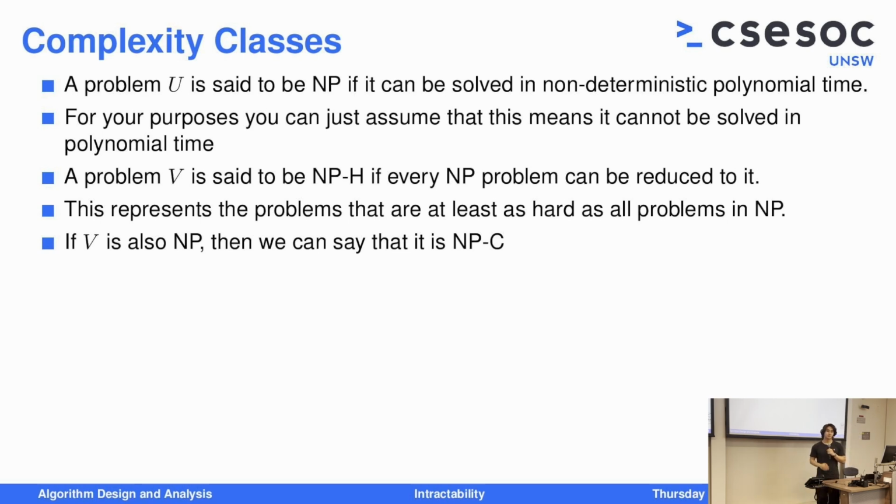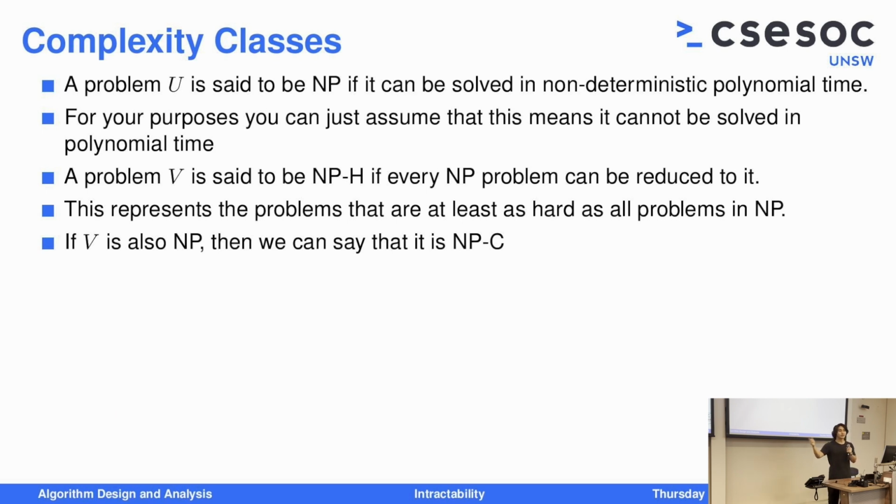Sorry, isn't NP verified? Sorry? NP can be verified in polynomial time? That's also true. These two are actually exactly the same thing. I can get to that in a second, but those two definitions are exactly the same. So for your purposes, non-deterministic polynomial time is kind of hard to understand, but you can just assume that it can be solved in polynomial time, versus it cannot be solved in polynomial time. That's not precisely the definition, but it's good enough, right?